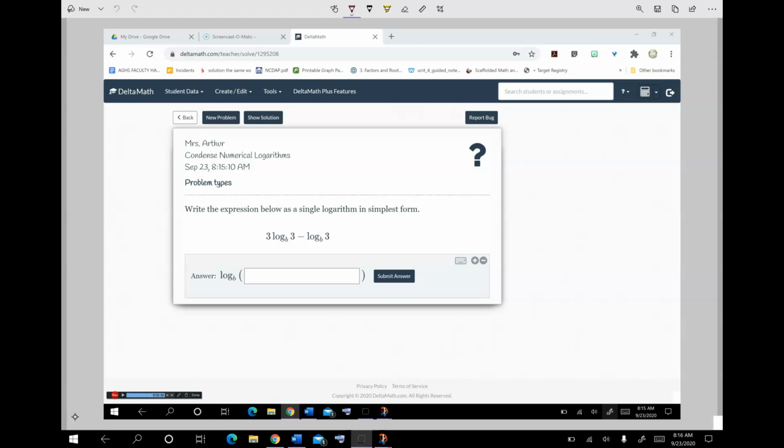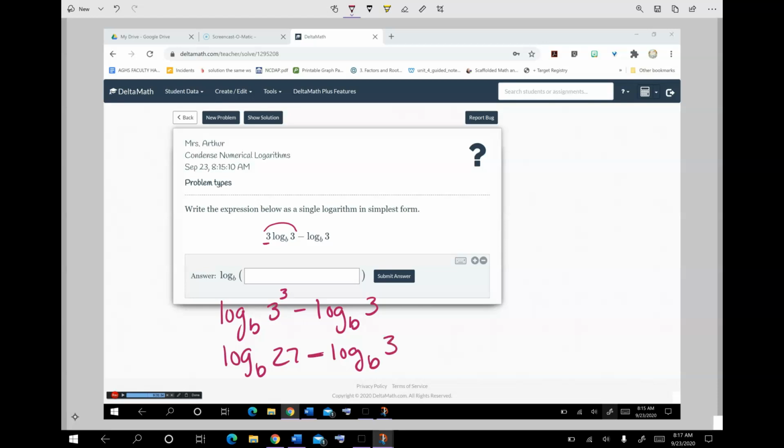So this one is a numerical log, and that's why I want to do one of these, because they simplify a little bit different. First things first, you get rid of the number in front. This number is going to become an exponent. So now I have log base b of 3 cubed minus log base b of 3. Now, anytime that you have a number you can simplify, do it. So I can type in my calculator and say 3 cubed is 27. And I now have log base b of 27 minus log base b of 3.